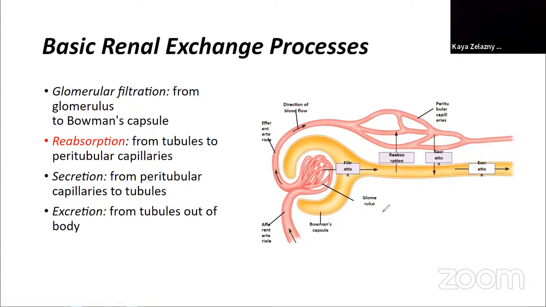So when we talk about fluid that's going to flow into the nephron, the first step we have is filtration. Filtration is movement from the glomerulus into Bowman's capsule, this kind of mouthpiece of the nephron. So we have filtration happening here. That's our filtration.